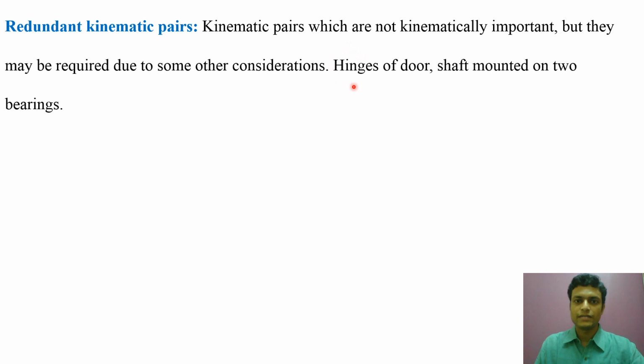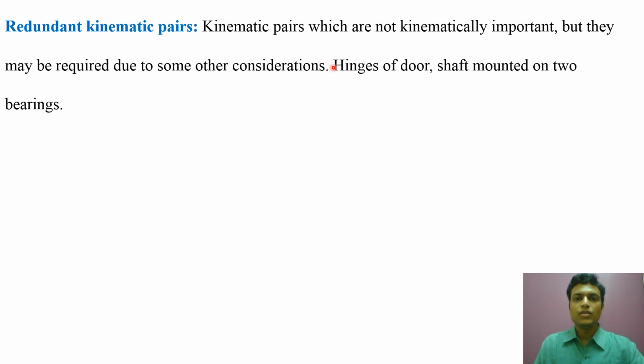Let me explain. Say a door is connected to the frame by 2 or 3 hinges. But one hinge can give the door the same motion; the same kinematics can be produced by a single hinge. So by counting, the hinges may be 3 or 2, but kinematically it is 1. So extra hinges become redundant.